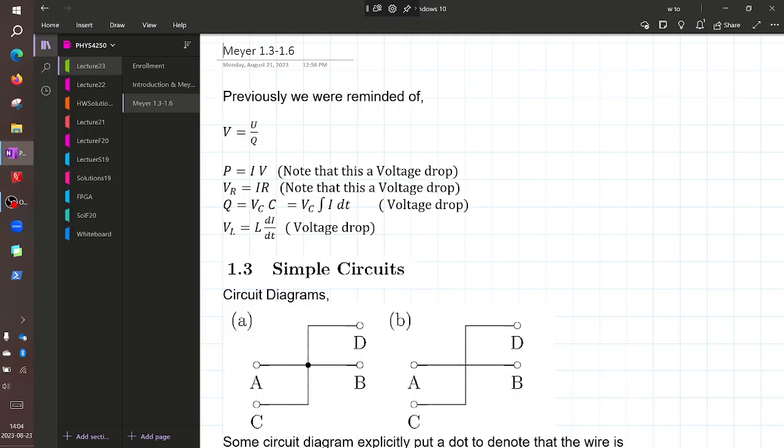Okay. So today we're going to finish up chapter 1 in the book, or all the little important tidbits of it. This chapter is kind of like a review of General Physics 2, and mostly focuses on direct current, meaning DC current.